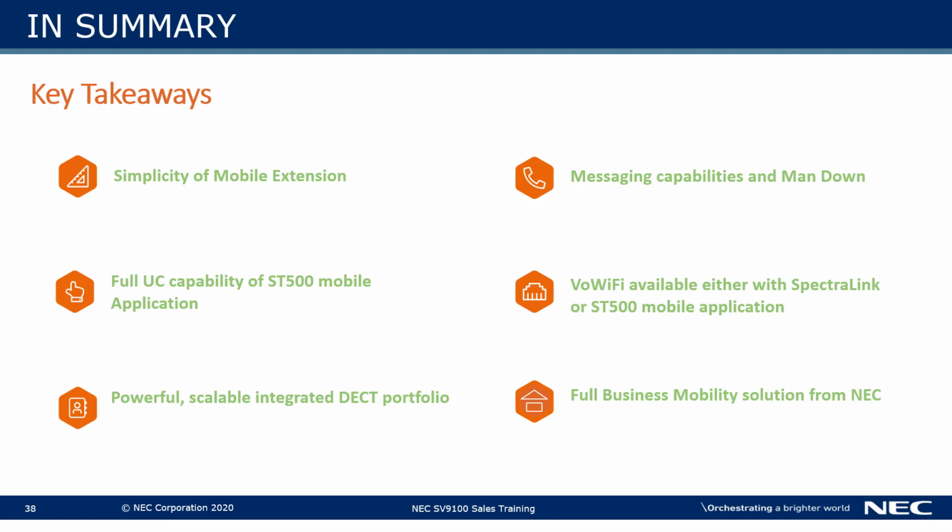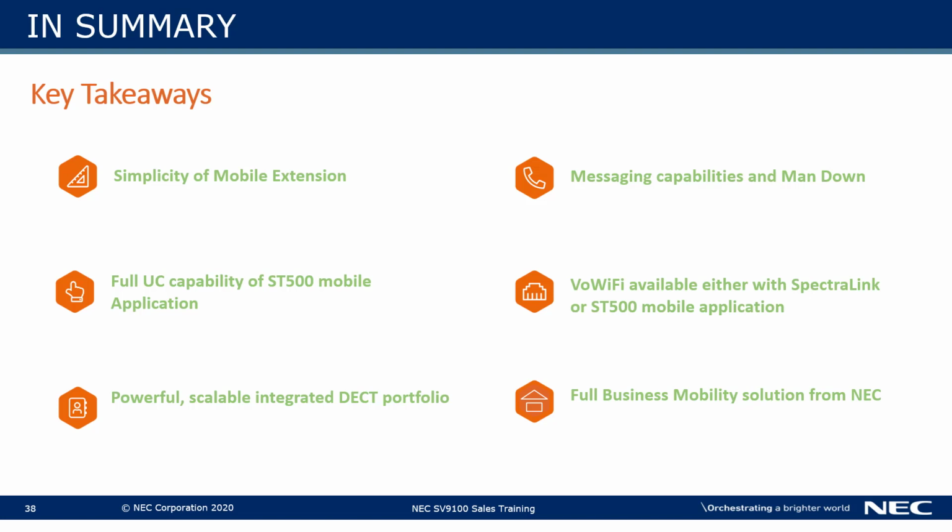So in summary then, to talk through some of the takeaways from this webinar. First and foremost, we've looked at one of the simplest business mobility solutions in mobile extension. We then stepped it up a bit and had a look at the full UC capability of ST500. We then looked at a mobile client, the ST500, and we saw that it could either provide voice capabilities or a full unified communications feature set. We then had a look at the DECT portfolio and we saw how powerful it was. We saw the range of handsets available and we saw how scalable the solution was. We also talked about messaging capabilities using things like Mobicall, and we looked at man down as a real-life application of NEC's DECT technology.